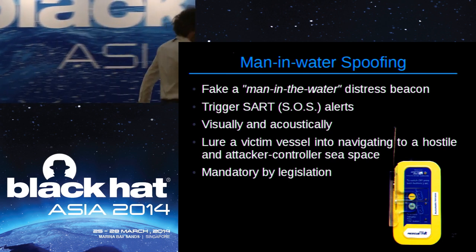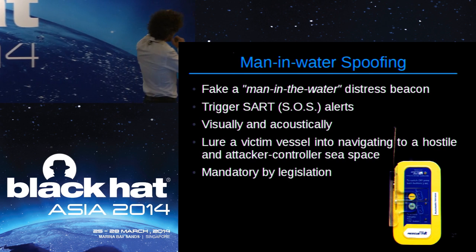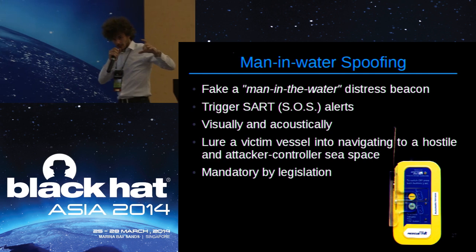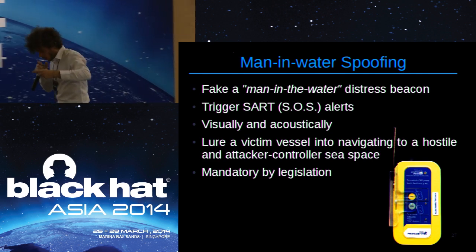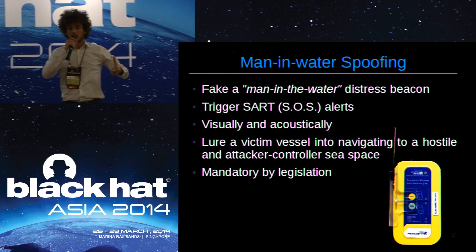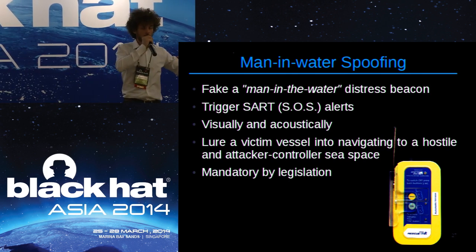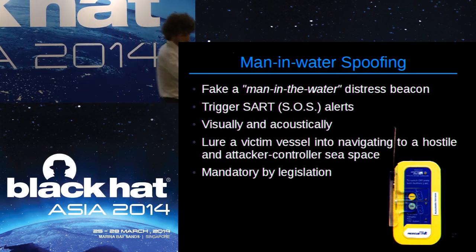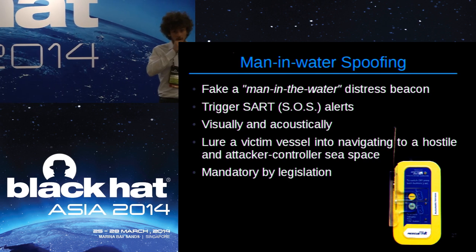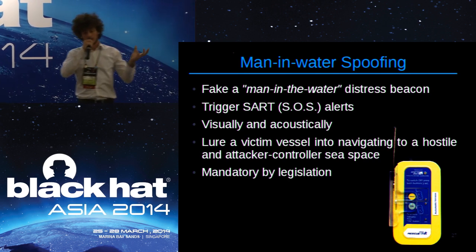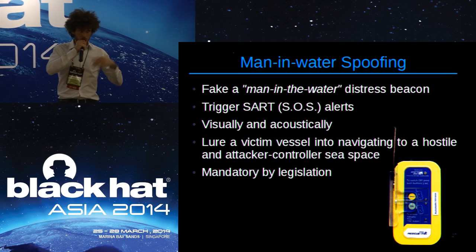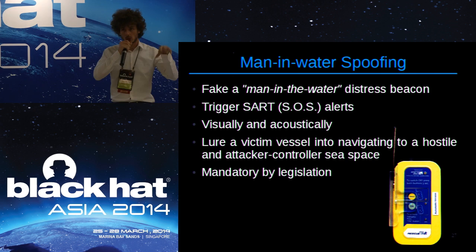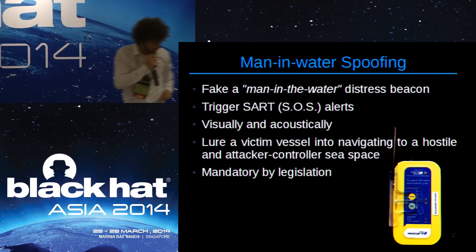Okay. So in this example, the first attack is called man-in-the-water spoofing. In the marine industry, there are some devices that are used to locate a survivor in the sea. It's a bit like the equivalent of a system used for avalanche, to locate a survivor under an avalanche. These basically emit a distress beacon. And if there is a ship nearby that receives this distress beacon, the ship should automatically generate an alert, by specification, and the ship is required to go and rescue the survivor.